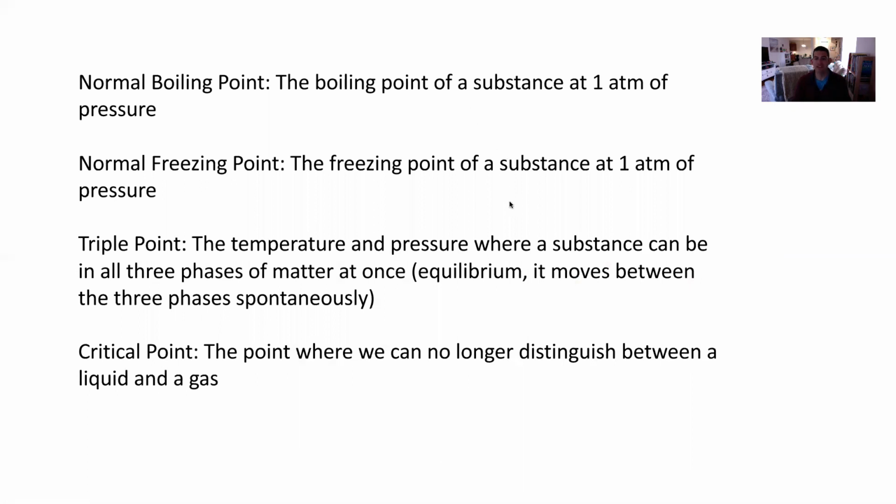All right. So again, this is just going to highlight the 4 points I want you to know on a phase diagram. Normal boiling point, that's the boiling of a substance at 1 atm of pressure. Normal freezing point, freezing at 1 atm of pressure. Triple point, it's where the 3 lines converge, and it's where the substance is in all 3 phases of matter at once. It will move spontaneously between those 3 phases. Something very difficult to achieve, typically can only be done in a lab where we can control the pressure. And the critical point, where we can no longer distinguish between a liquid and a gas.